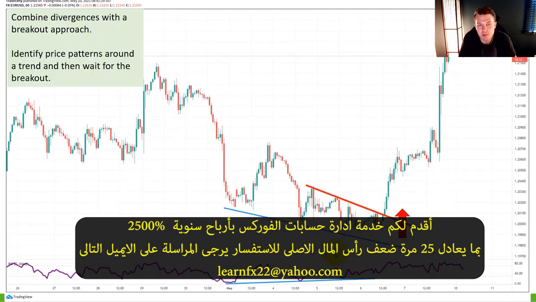Combine divergences with a breakout approach. This is very helpful, because again, it helps you to just stay away from bottom picking, which is what many traders do when they look for divergence. They try to nail the absolute turning point, and then they are way too early in. A much better approach is that around a divergence, try to find a pattern. For example, here we have something like a wedge pattern, and then wait for the market to break out. That way you are automatically going to stay away from bottom picking, and you're going with the momentum.